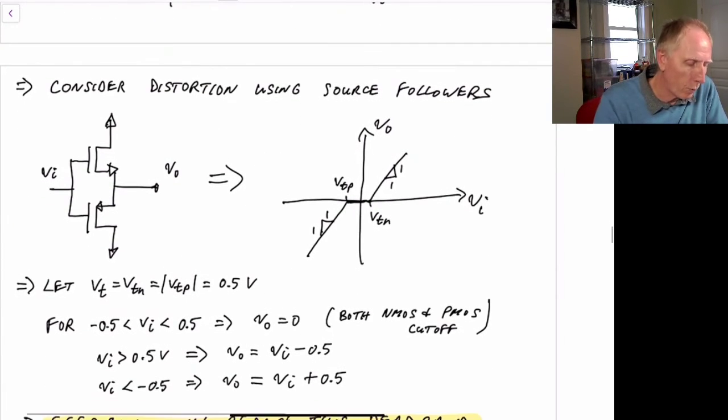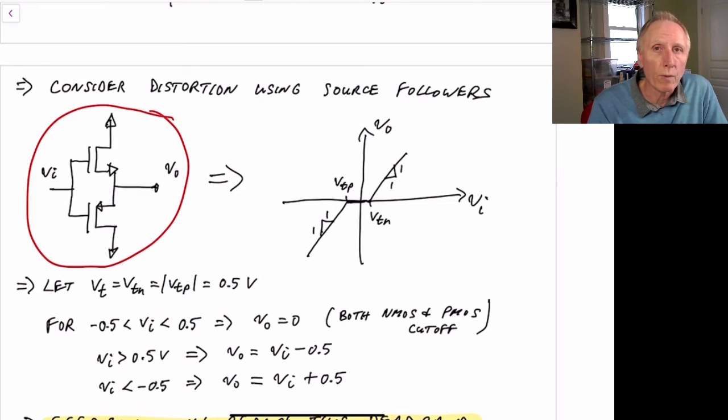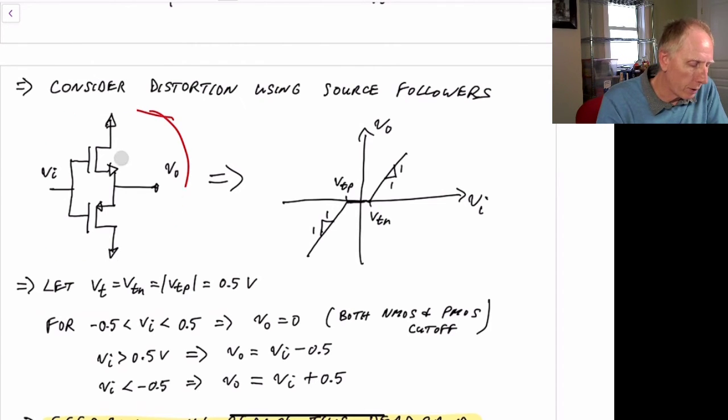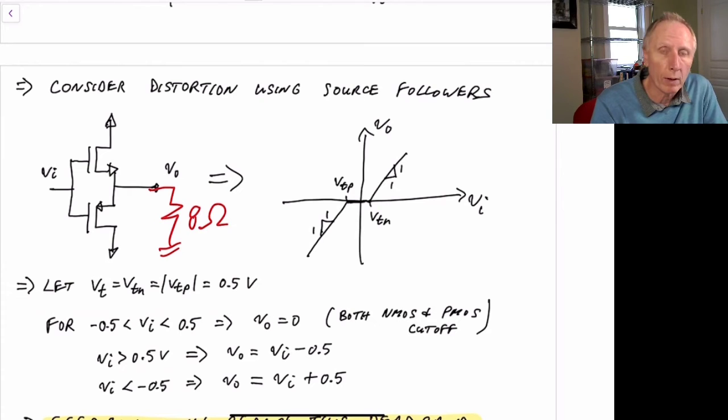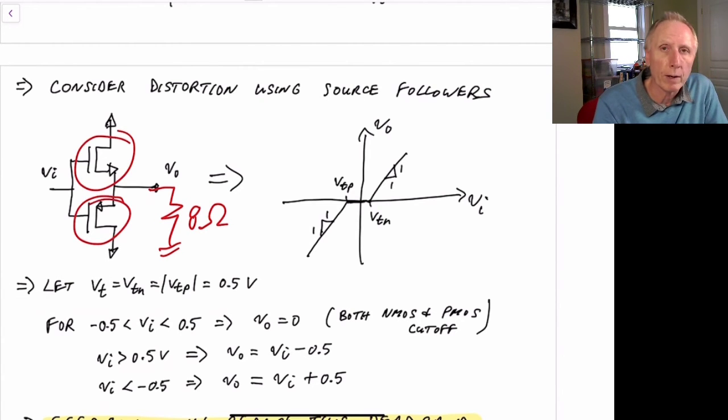But now consider the case where we used an output buffer. It looks something like this. So these are source followers. So let's say we're driving a fairly small impedance, which means we need a lot of current. So we need a resistance here, which might only be 8 ohms. So it's a loudspeaker, and we need to drive a lot of current into it. So these two transistors would have to be power transistors, so they could handle a lot of current.